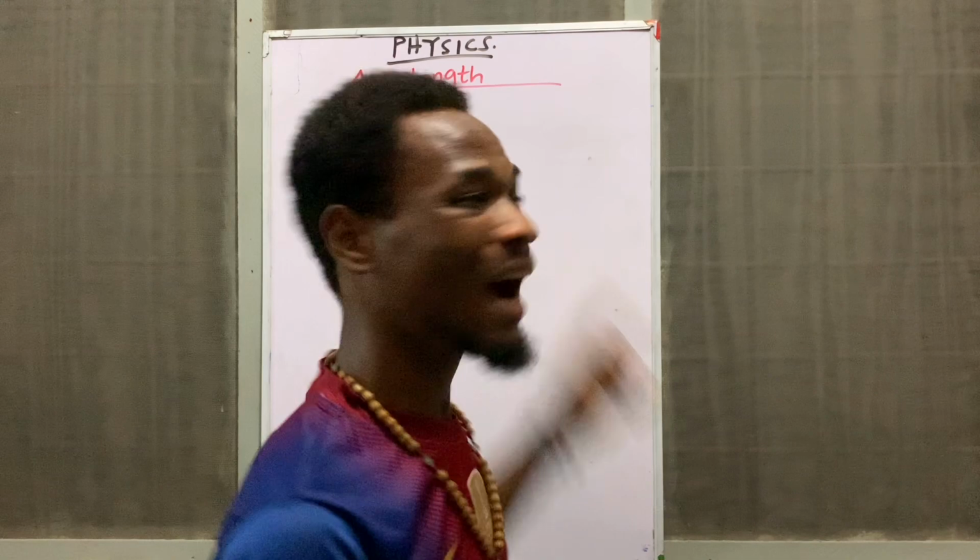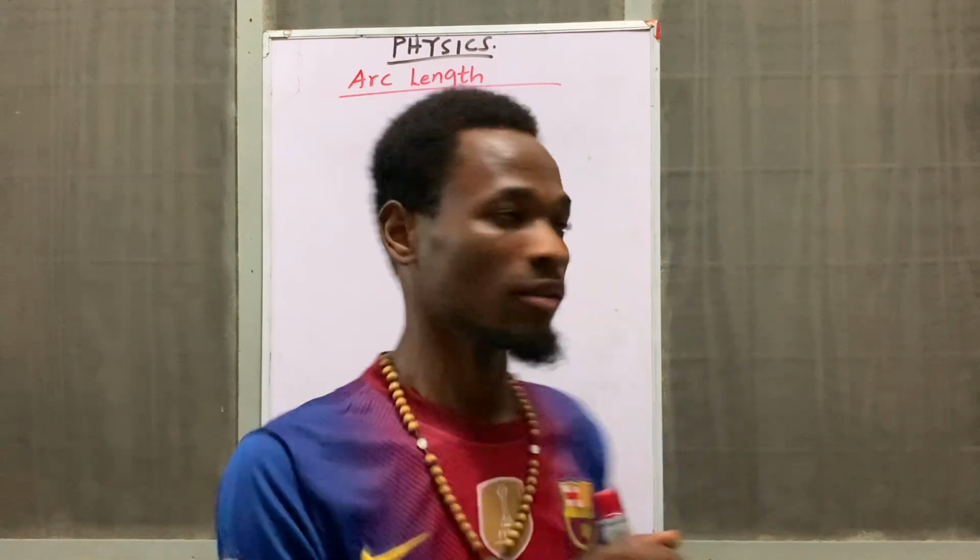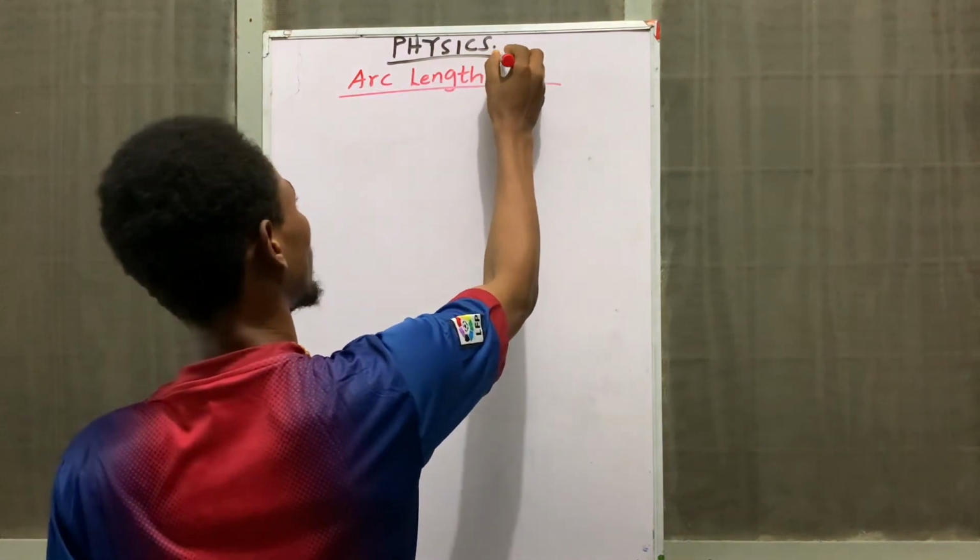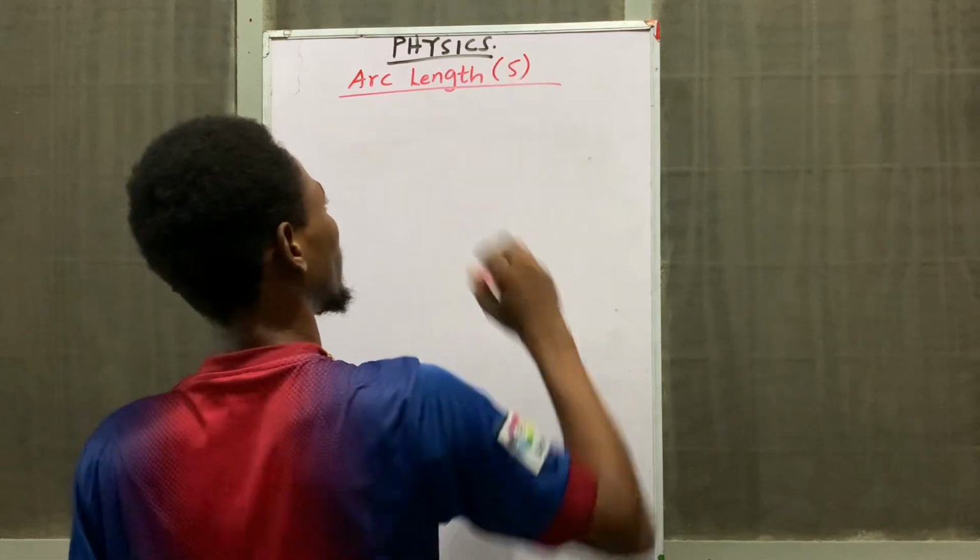Today we are going to treat the topic in circular motion, arc length or arc distance. An arc length or arc distance is represented by the symbol S. So I have my S over here. Now, to understand this very well, let us consider a body performing circular motion.